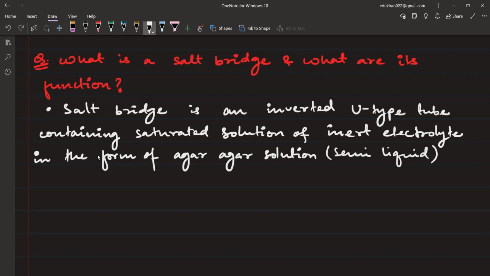ठीक है. You can write the functions. I hope you remember the one function which was very important, that was the electrical neutrality. Then you must also know that it also completes the external circuit of the cell, right? Yes or no? Tell me. Yes. ठीक है, so these are the two main functions.